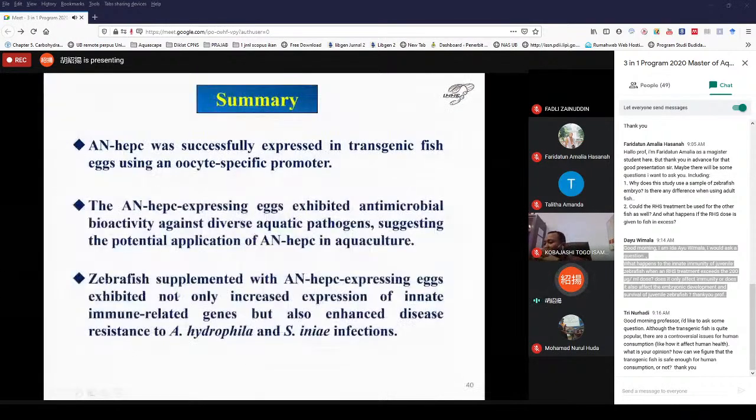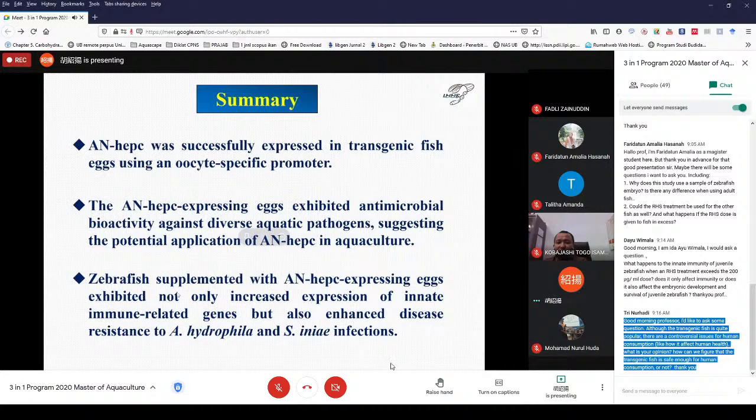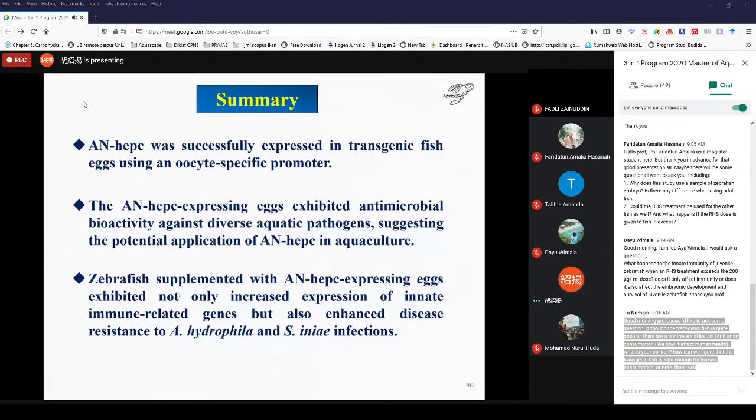So here's also the good summary. Hepcidin was successfully expressed in transgenic fish egg using an oocyte-specific promoter, and the hepcidin-expressing egg showed activity against diverse pathogens. It means it has potential application in aquaculture. And the zebrafish supplemented with the transgenic fish egg expressing hepcidin not only increased expression of innate immune reaction, but also enhanced the disease resistance to pathogen infections. It means this kind of egg has potential use in aquaculture for biocontrol.